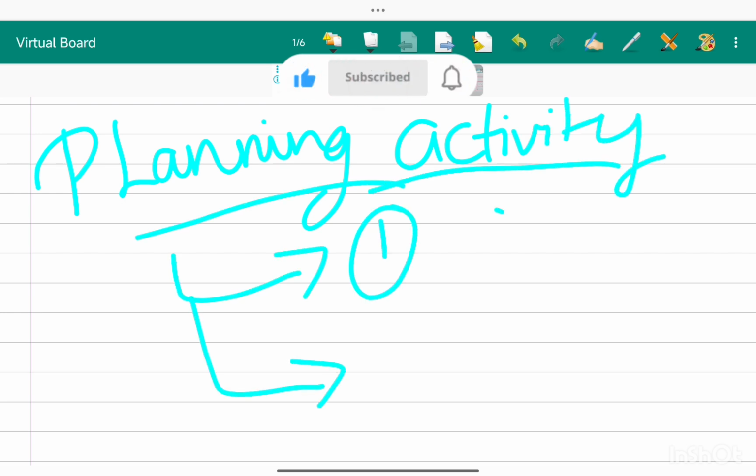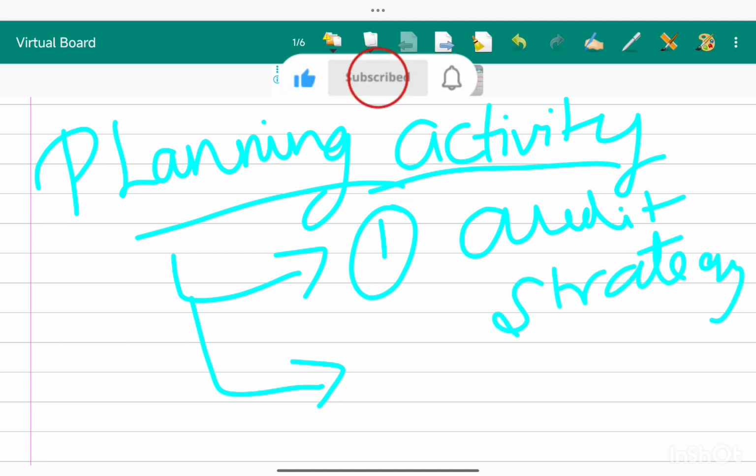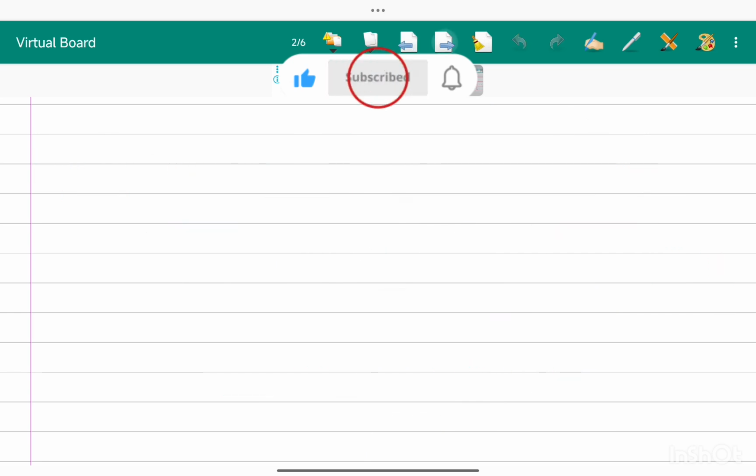The first point is overall audit strategy. The second point is the audit plan, developing an audit plan. The first point is strategy, the second point is plan. Let's see what the meaning of audit strategy is.